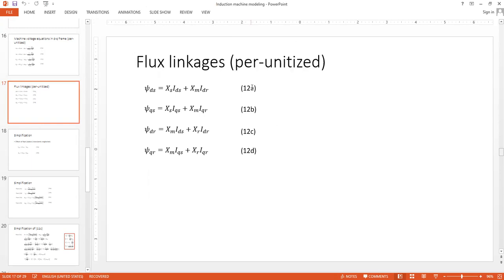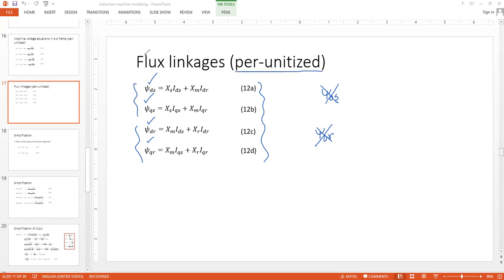form. So equation 12a to 12d, again, I should mention here that intentionally the Psi 0s and Psi 0r are not listed here. We are only interested in Psi ds, Psi qs, Psi dr and Psi qr. So these are the algebraic expressions for the 4 flux linkages. You don't find any derivatives present in this set of equation 12. So these are the per unitized form of flux linkage expressions.